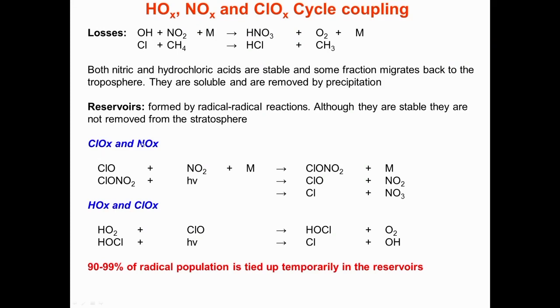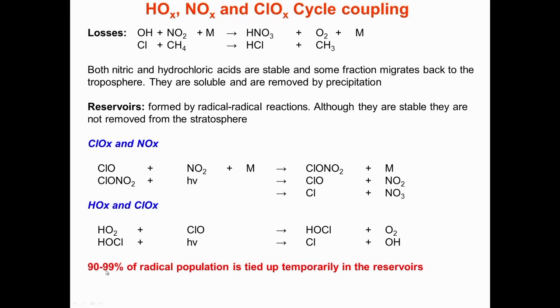But you can couple the ClOx and the NOx cycle by the reaction of ClO plus NO2, and the HOx and the ClOx cycle by the reaction of HO2 with ClO, and create these reservoir species. Now the reservoir species lock away your reactive chlorine and your reactive NOx. So the reservoir species are things that temporarily slow down the ozone destruction.